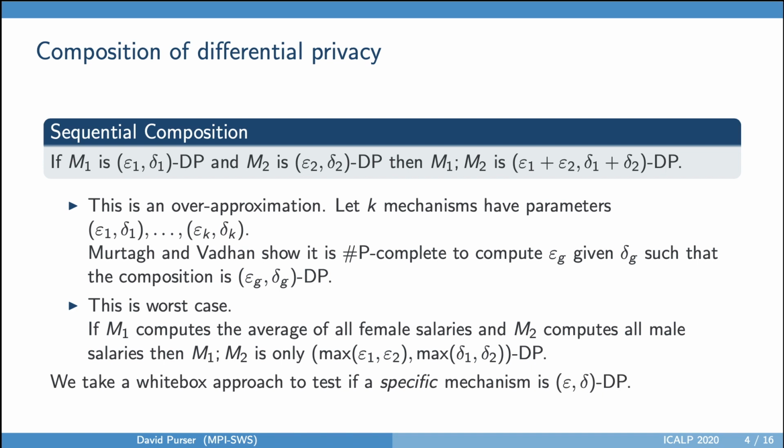We address these issues by taking a white box approach. So we test whether a specific mechanism, where we have full visibility of each of its subcomponents, satisfies a certain level of differential privacy. This allows us to test the true bound, rather than the worst case over-approximation.